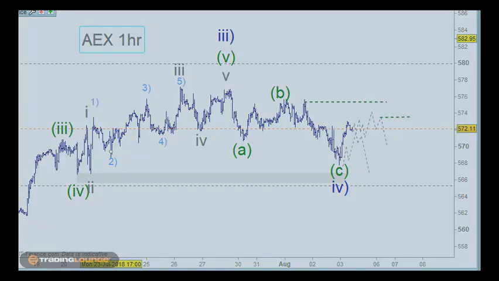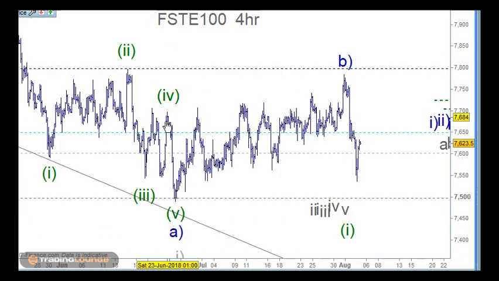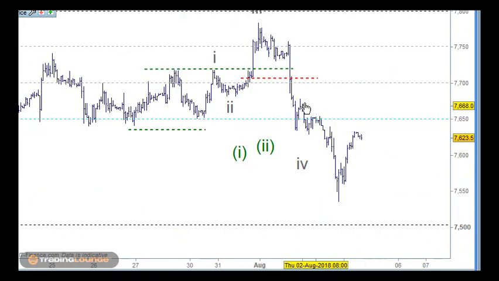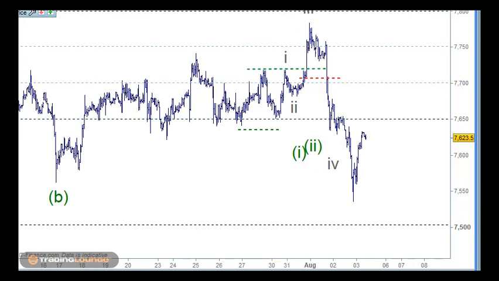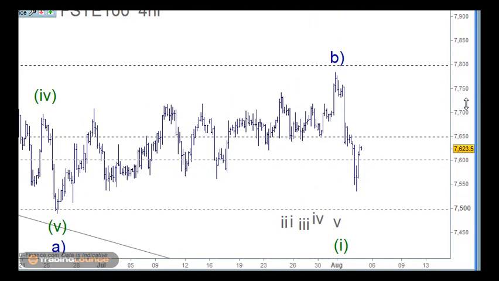And the FTSE and the MIB have also moved down strongly and taken out our stops here. So I'm not sure where we had stops in here though. Yeah, we had stops here. We had an entry here and a stop here. A little bit unfortunate, but that's the way the cookie crumbles. And at least we protected it somewhat.